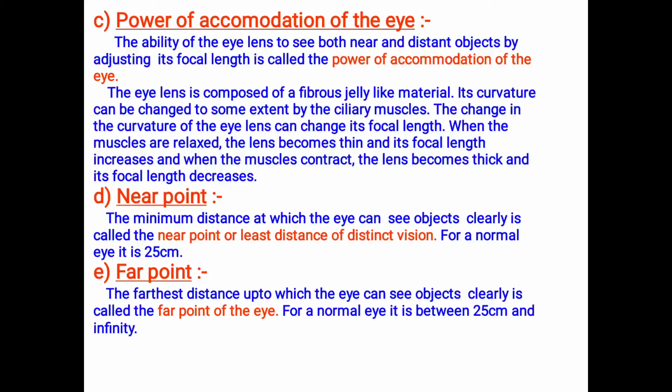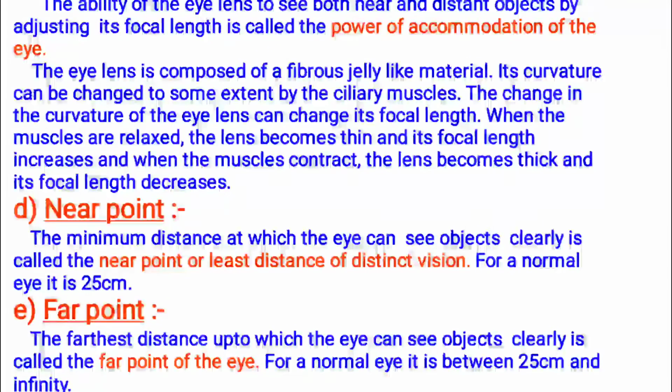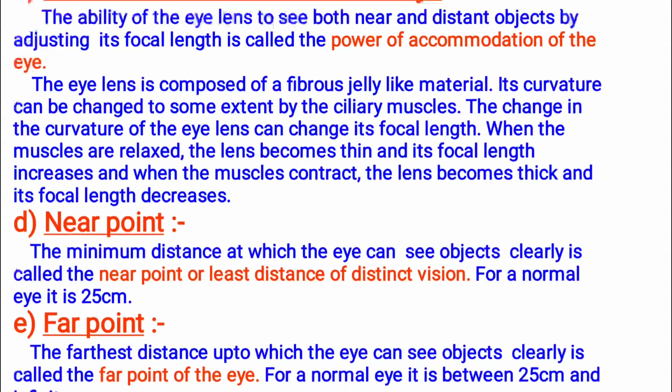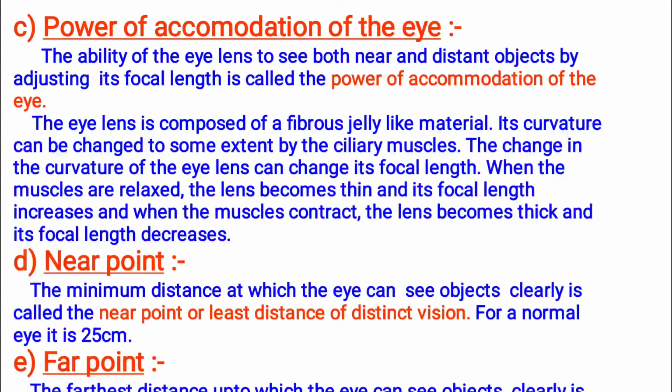Next, the power of accommodation of the eye: the ability of the eye lens to see both near and distant objects by adjusting its focal length is called the power of accommodation of the eye. The eye lens is composed of fibrous jelly like material. Its curvature can be changed to some extent by the ciliary muscles. The change in the curvature of the eye lens can change its focal length. When the muscles are relaxed, the lens becomes thin and its focal length increases. When the muscles contract, the lens becomes thick and its focal length decreases.